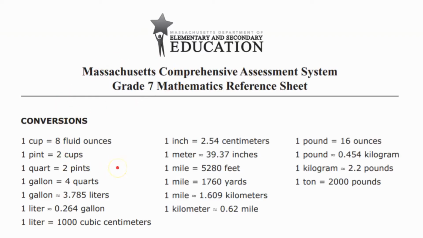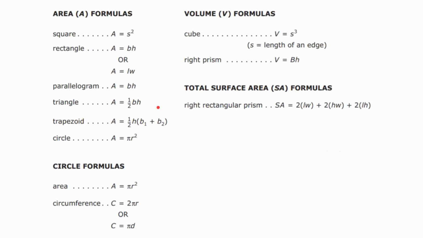This is half of the state reference sheet. These are the conversion factors that they don't expect a grade 7 student to have memorized, and a student can refer back to these at any time during the assessment for any question. And here is the second half of the reference sheet, which has formulas for area, circles, volume, and surface area. Students are allowed to refer back to this as well at any time during the assessment. I've bookmarked this as a chapter in the YouTube video, and you can use that for any questions you might need.